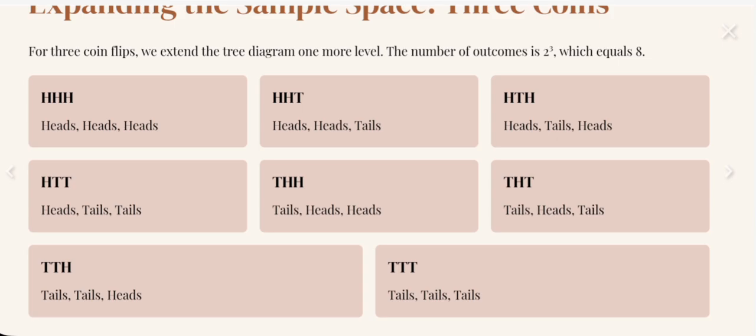So we're flipping a coin three times. So the number of possible outcomes is 2 raised to the third power, which is 2 times 2 times 2, and so it gives us 8 possible outcomes. So this is the sample space, which represents all the possible outcomes that we can get for flipping three coins.